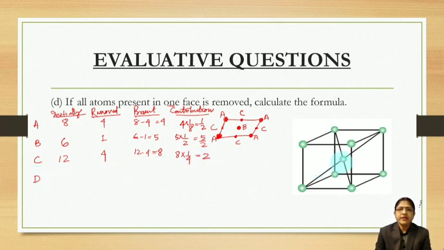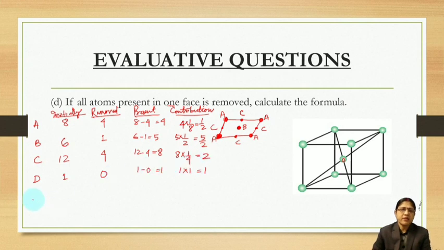Then D is present at the body center, and the body center atom doesn't come on a face. Here it is given if all atoms present in one face are removed. So initially 1, removed 0, present how many? As such 1, and their contribution is 1.